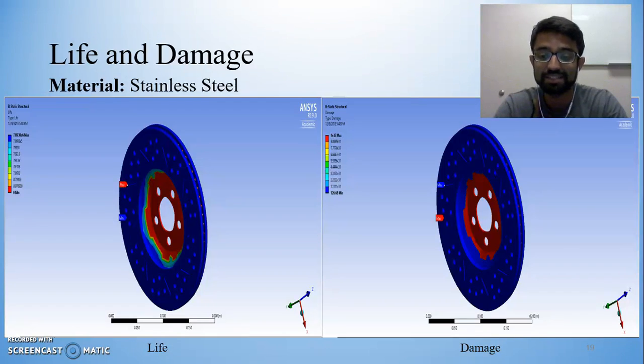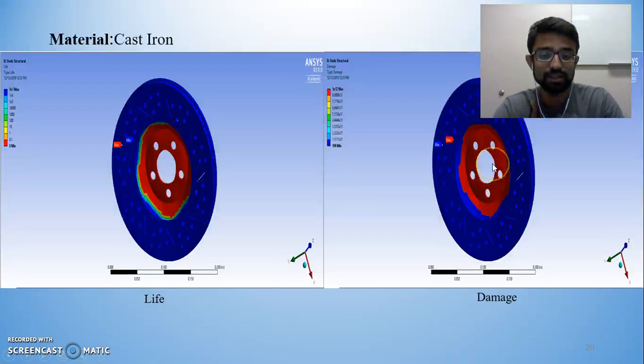materials. Starting with stainless steel, you can see on the left, this is the life expectancy contour for stainless steel. You can see again that the life expectancy is the least where the stress was the highest in the stress contours, which is the internal hub, and it's the highest for the external edges. A similar trend is followed by the damage contours. The damage is highest at the hub, followed by and keeps on reducing till the edge.